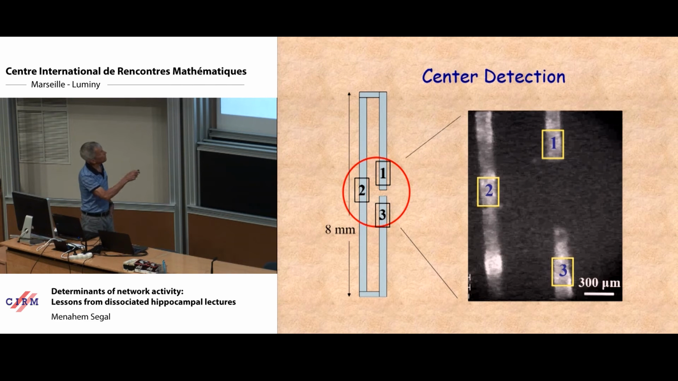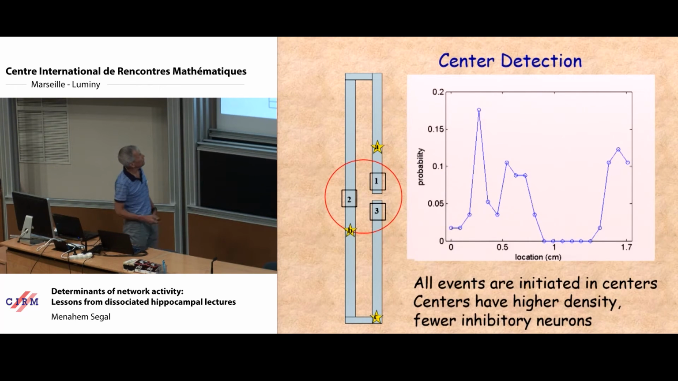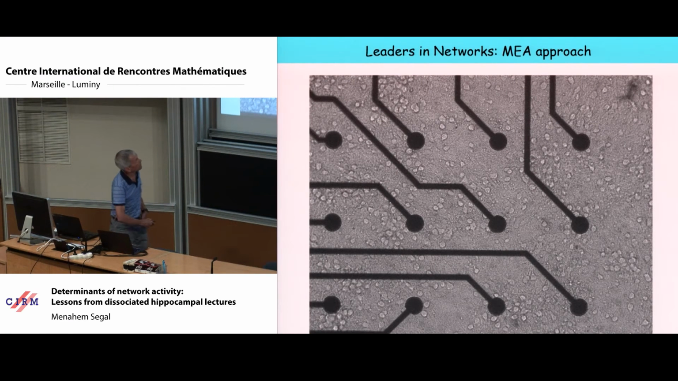And then by looking at the latency of the network burst, we can determine that there is a high probability that network bursts will be generated in specific places. We went on with this to find that in those places where network bursts are generated, there are fewer inhibitory neurons. There's more excitation in these regions. But we want to find if there is any leader neuron in the population.